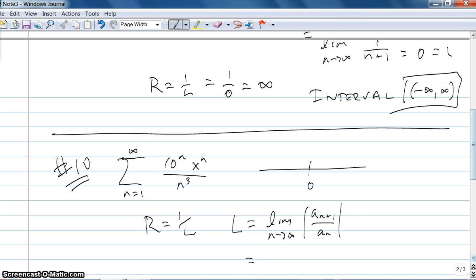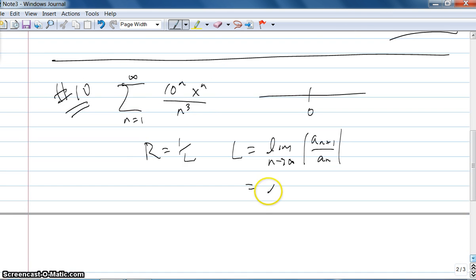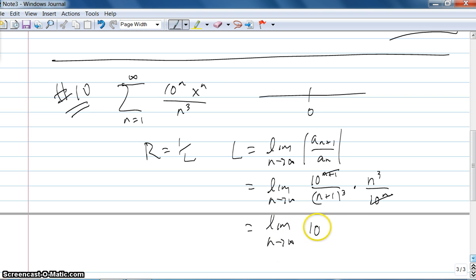So in this case, we're talking about the limit as n goes to infinity. I have 10 to the n plus 1 over n plus 1 cubed, and then I'm going to divide by this, which is the same as multiplying by the reciprocal. So I'm going to multiply by n cubed over 10 to the n. Okay, that 10 to the n cancels with almost all of that. It just leaves a 10 on the top. So this is the limit as n goes to infinity of 10 times n cubed over n plus 1 cubed.